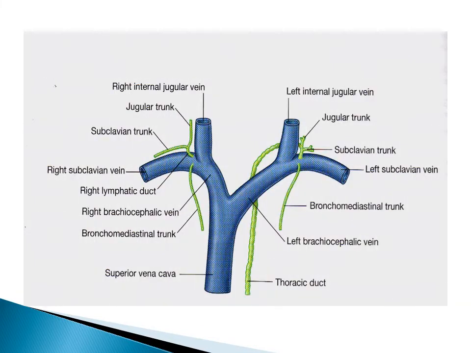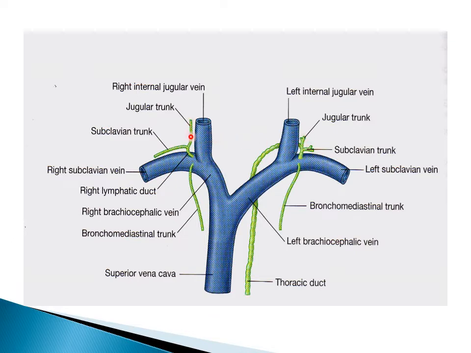So here what do we see? We see whatever we had said earlier. This is the right internal jugular vein. This is the left internal jugular vein. This is the left subclavian and this is the right subclavian vein. Okay, so here what happens? We can see the green jugular trunk. This is the right jugular trunk coming from the cervical region or from the head and neck region, and this is the left jugular trunk which is also coming from the left head and neck region.